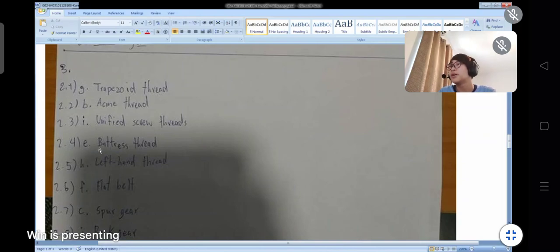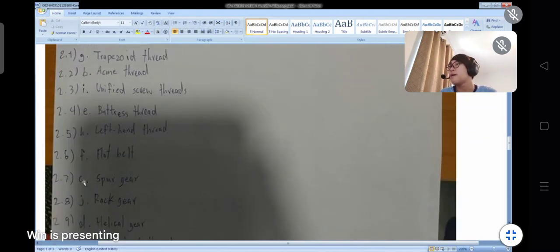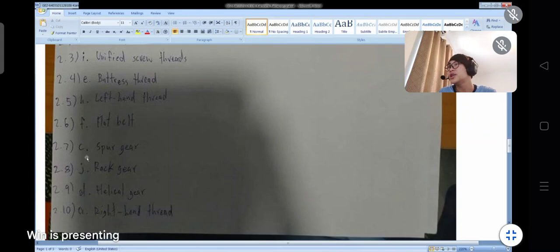2.4, a buttress thread, E, a buttress thread. 2.5, H, left-handed thread. 2.6, F, flat belt. 2.7, C, a spur gear. 2.8, J, a rack gear. 2.9, D, a helical gear or a bevel gear. And 2.10 is A, right-handed thread.